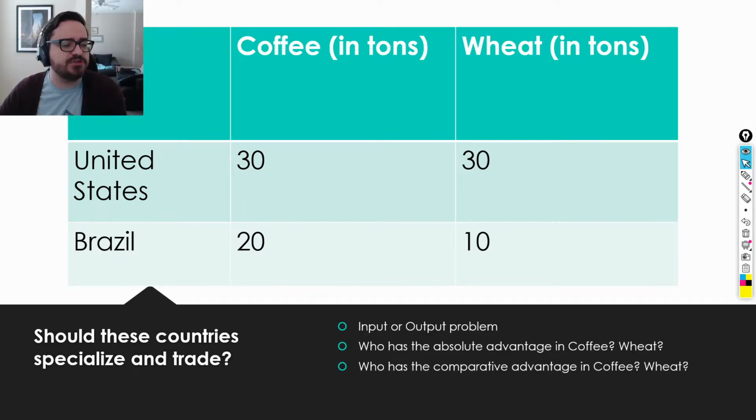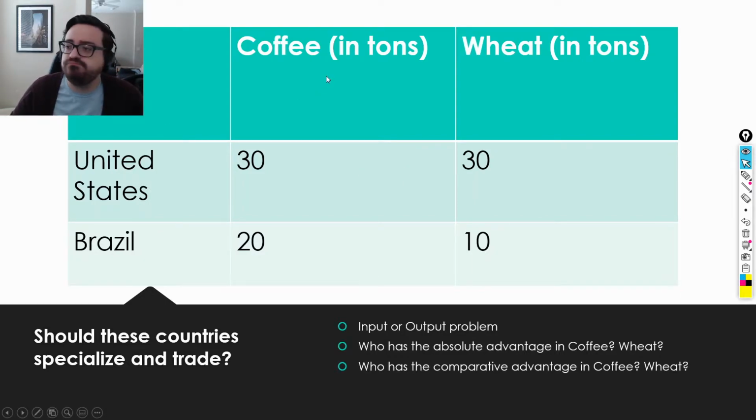So, should these countries specialize and trade is the question. I'm asking you, the viewer of this video, do you think, based off this table, that these two countries can both benefit if they specialize and trade? Most students say no. They're like, America sure as heck looks like they can produce more of either good. Why would they bother trading with Brazil, a country that's bad at producing things?